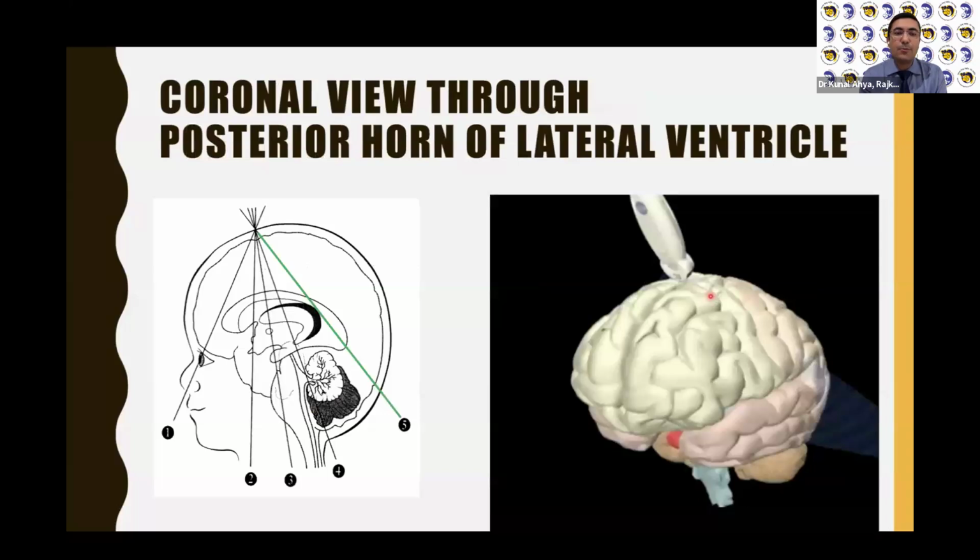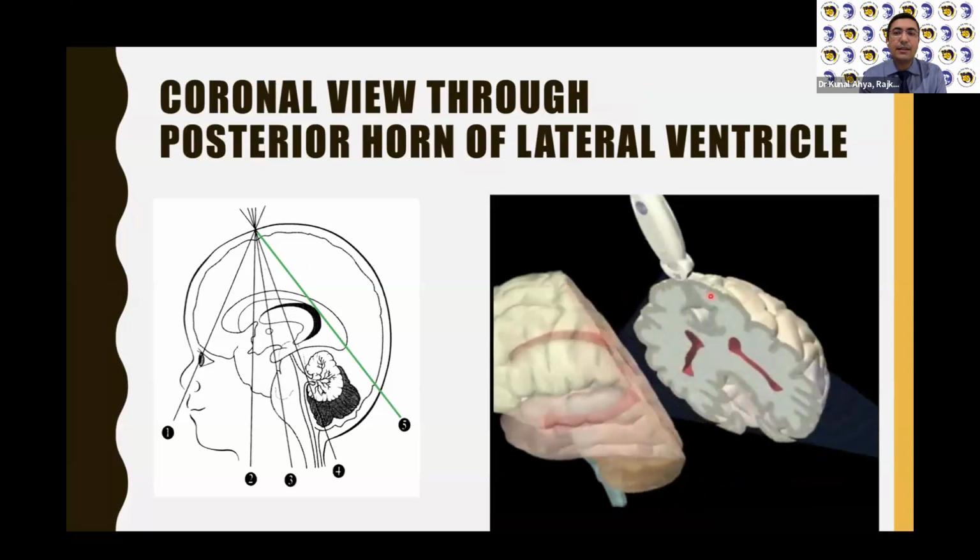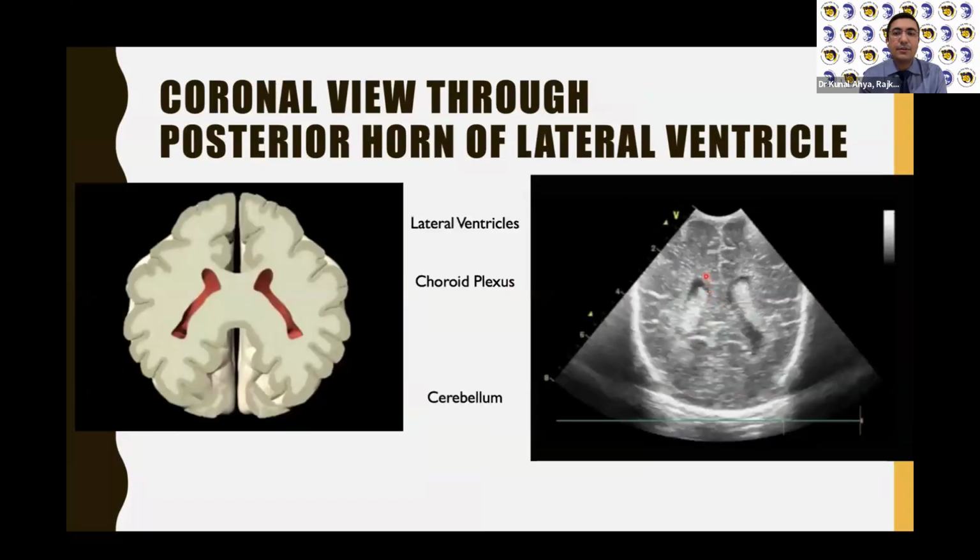Now, when we go more posteriorly, that is the fifth view, that is through the posterior horns of the lateral ventricle. So lateral ventricles, this is the choroid plexus and your cerebellum. So these are the structures you see. You need to see all these structures. Why? Because sometimes in the lateral part of the ventricle, you can see an intraventricular hemorrhage grade 4, or you see the changes of PVL also. So you need to scan from anterior to posterior so you do not miss any area.